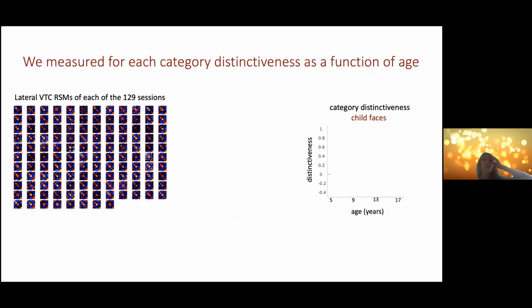So what we're going to do is calculate the RSM in each of our sessions. For each of our 10 categories, we're going to measure distinctiveness. What we're interested in is to quantify whether this distinctiveness increases or decreases as a function of age. Before I show you the data, let's see what the possible outcomes could be.